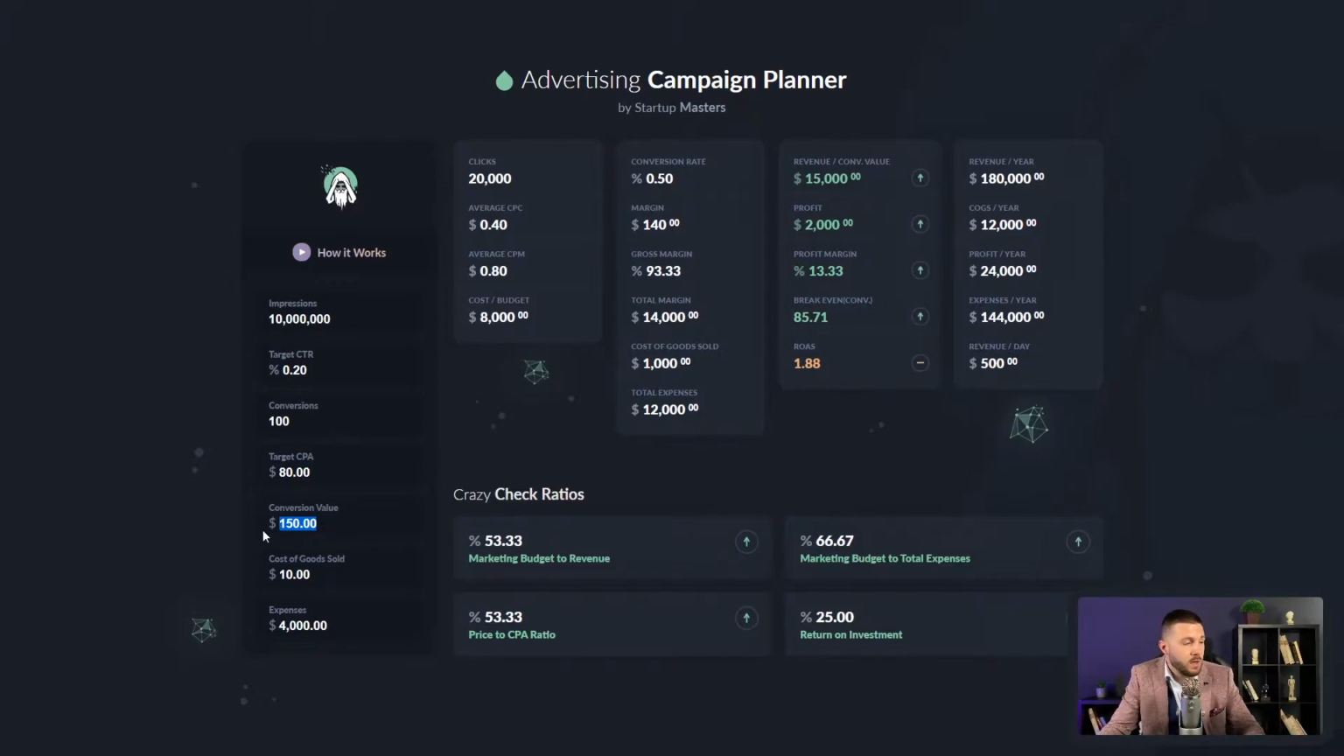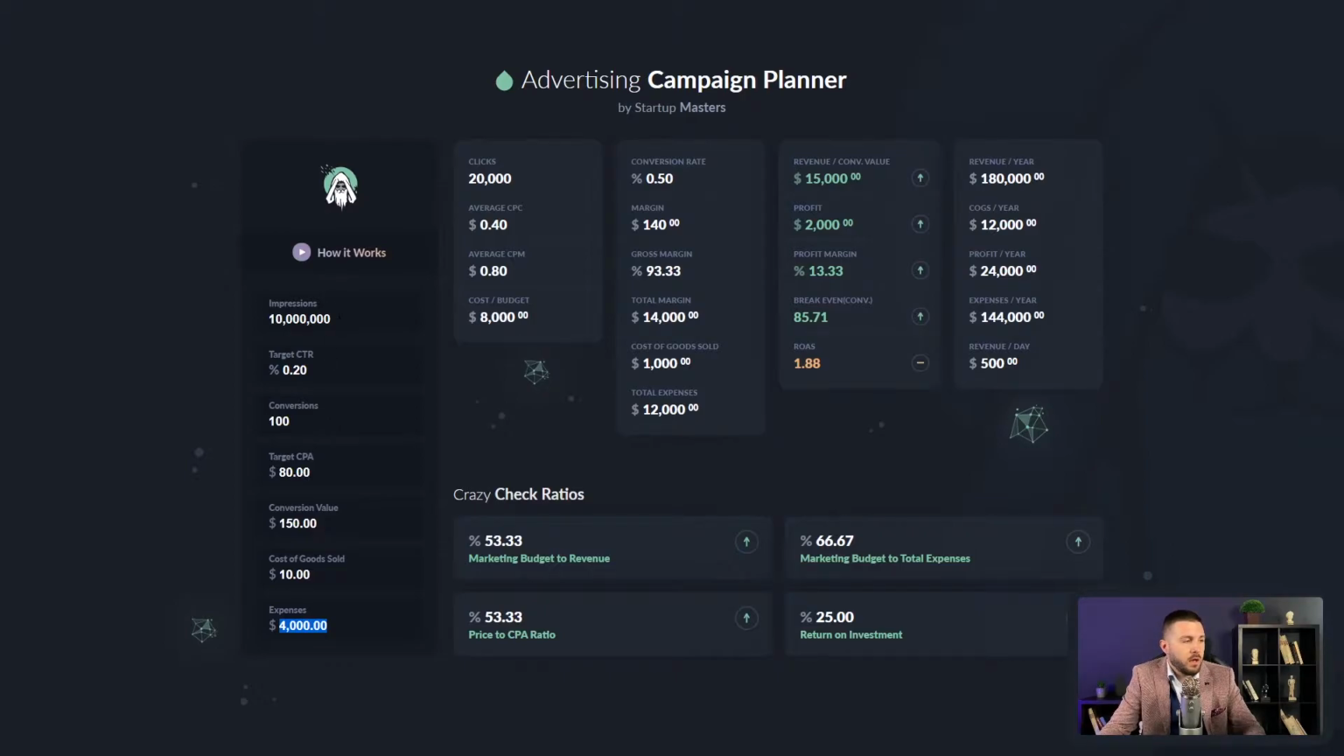Let's say you're selling shoes and they cost $150, so that would be your conversion value. And your cost of goods sold would be how much the product itself costs. So in this case, we've put $10 here. Now, you can also add some expenses, like for example, your operating expenses for the entire business, or you can use this to add just the expenses of the marketing team, however you want to call it. Or if you're hiring a marketing agency and you want to calculate, all right, these guys will ask for $4,000, let's see what performance we need to get out of them to make our money back.